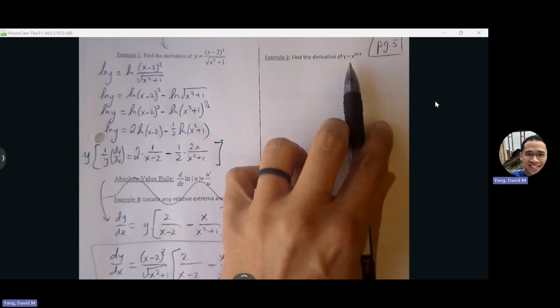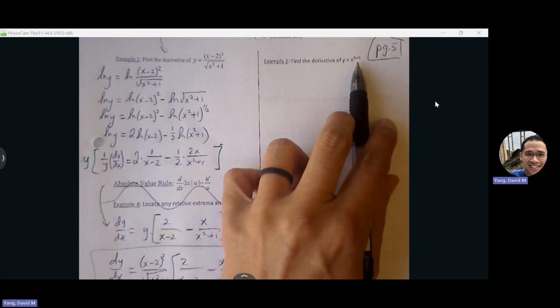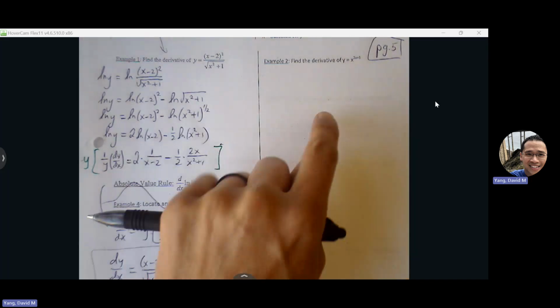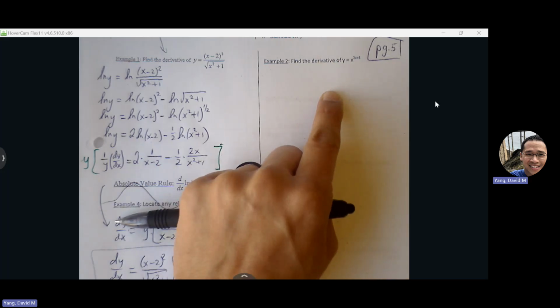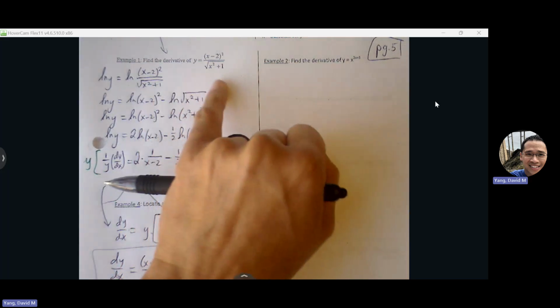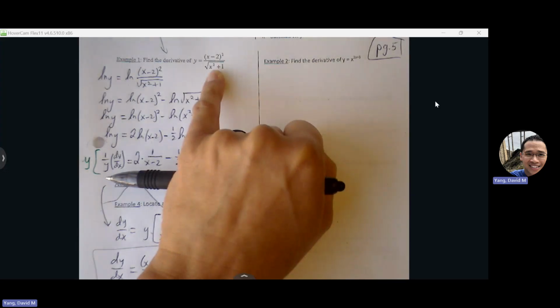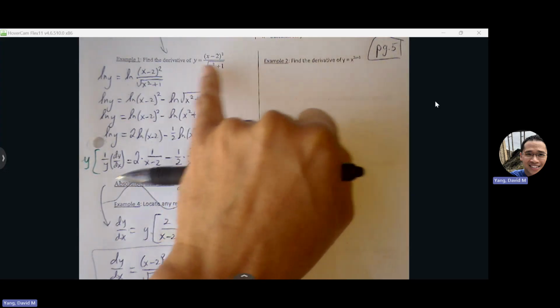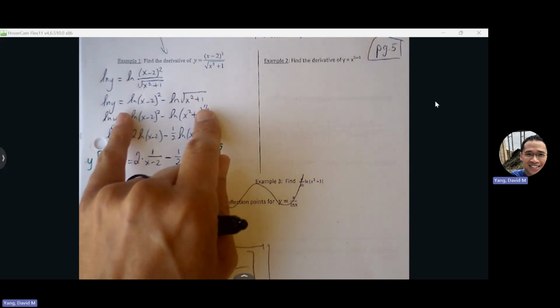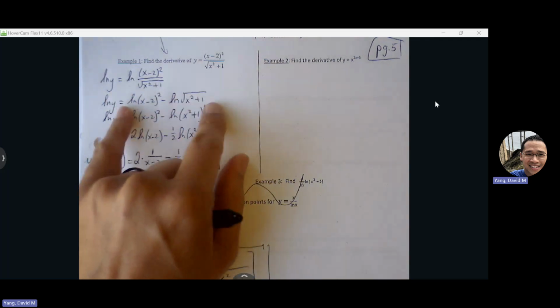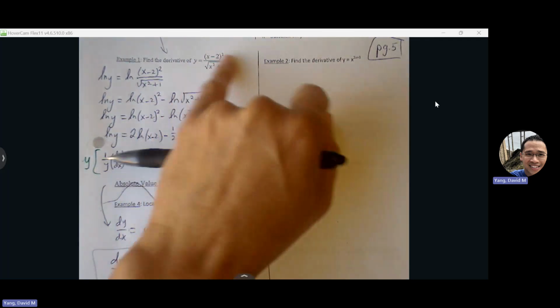All right, example 2. Find the derivative of y equals x^(2x+3). Now, this is also going to be log differentiation, but the difference between 1 and 2 is that in example 1, there's an option. If you wanted to find the derivative another way, you could. This is just an alternate way that can help us avoid messier derivative rules.